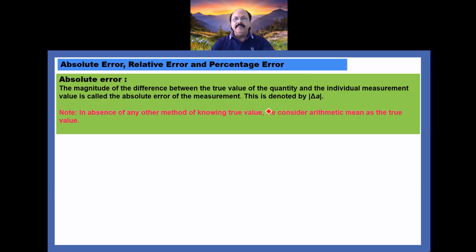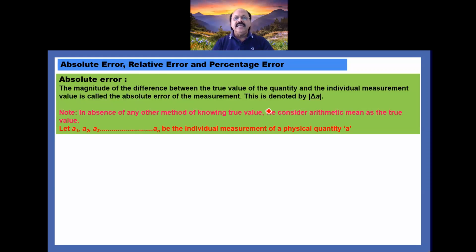Now note down one important thing: in the absence of any other method of knowing the true value, we consider the arithmetic mean as the true value. That means if the physical quantity you are going to measure has a true value that cannot be measured by any other method, then we take 5 or 6 readings. After that, we take the arithmetic mean of these readings, and that arithmetic mean is known as the true value of that physical quantity.